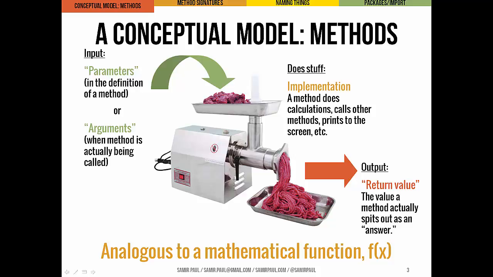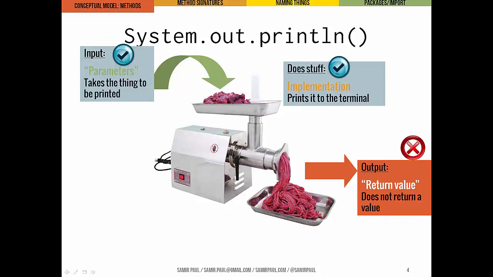So what calculations it does, what other methods it calls, maybe it prints to the screen, maybe it displays something to the screen. And last, methods can return a single value or no values. Right? So what the actual answer that gets spit out is. So as an example, this println method, okay, well, it takes input, right, the parameters, the thing that we pass in, that's what we want to be printed. It does stuff, it prints that thing to the terminal, and then it doesn't actually have a return value. Okay, there's nothing that actually gets spit out at the end.